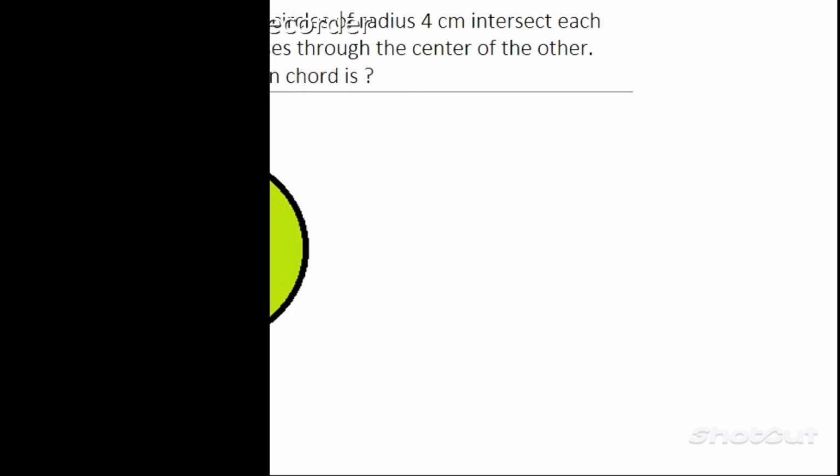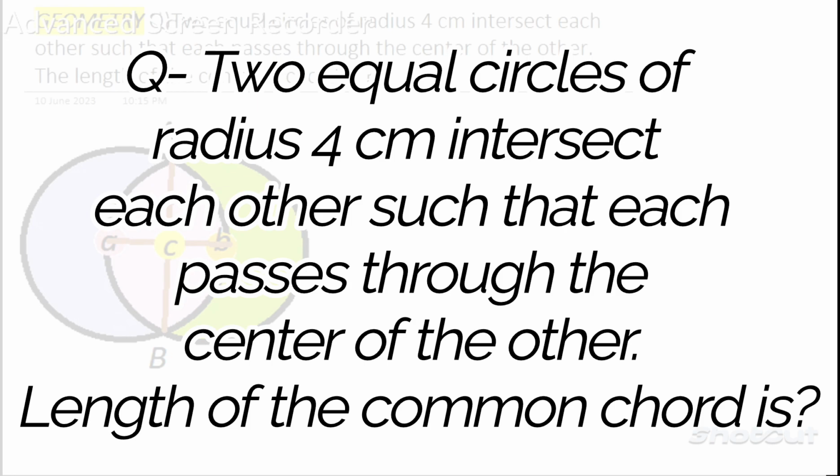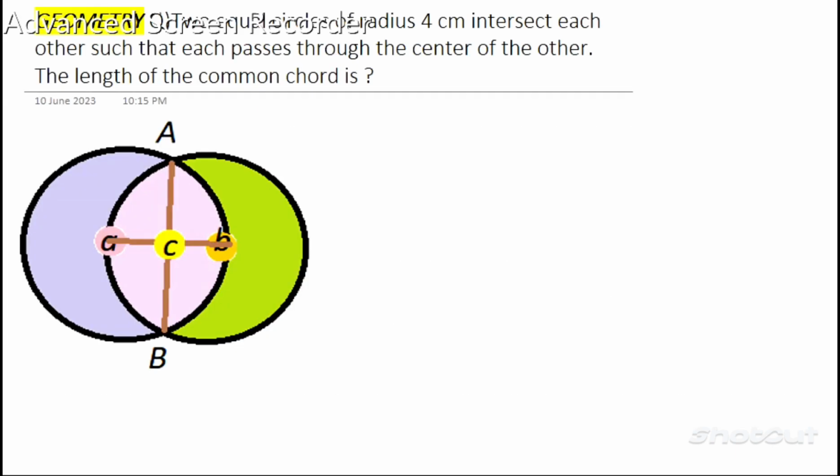Today's question is from the topic of geometry. Let's read the question. Two equal circles of radius 4 cm intersect each other such that each passes through the center of the other. The length of the common chord is. Alright, so we have some information.